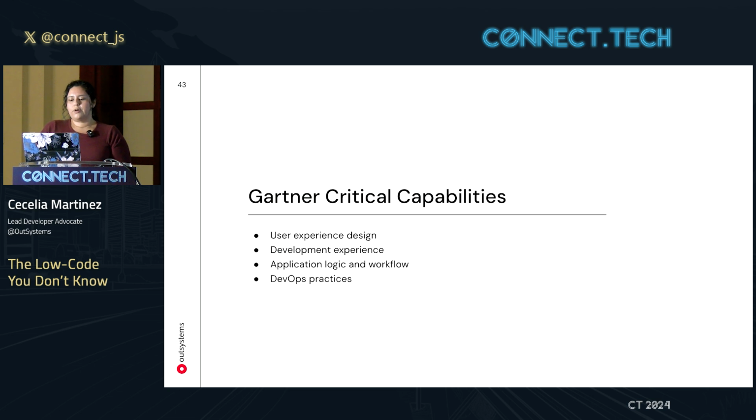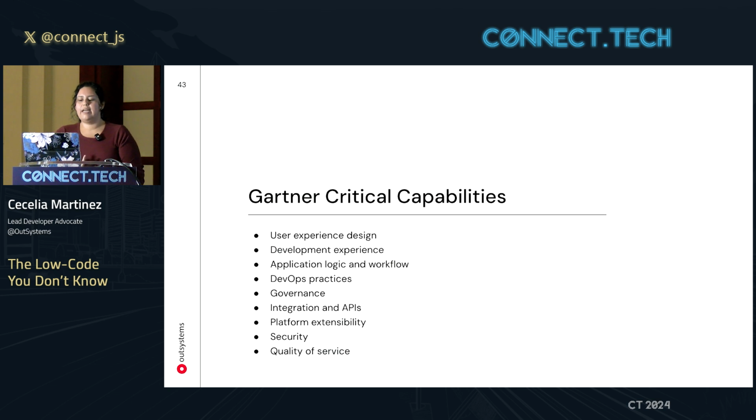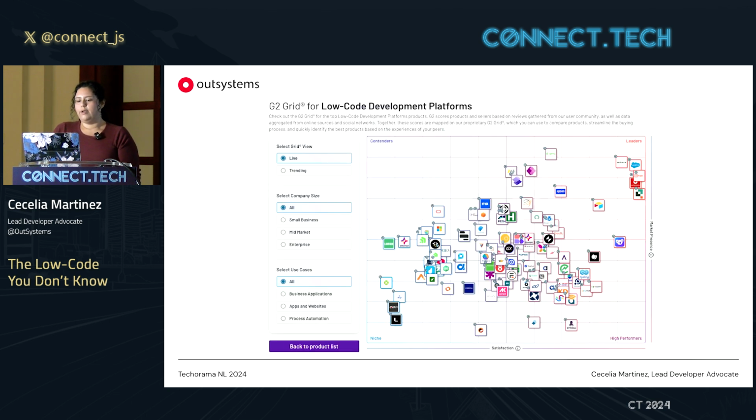These are the Gartner critical capabilities for evaluating a low-code platform: user experience design, development experience, application logic and workflow, DevOps practices, governance, integration and APIs, platform extensibility, security, and quality of service. These are all the critical capabilities that Gartner has defined when evaluating low-code platforms, and this can be a good checklist as you're determining what type of tool may be best for your projects.